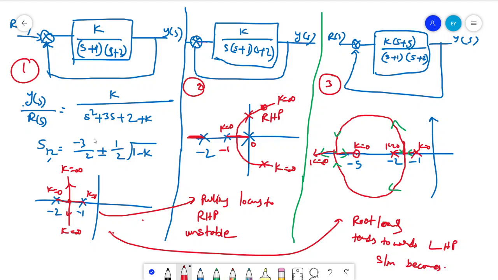For the same system 1, if you are adding another pole, it makes system 2, this one. Root locus tells us that if the k value increases from 0 to infinity, the system would become unstable. Therefore, an integrator, that means a pole at the origin, can make the closed loop system unstable while increasing the k value. That is the conclusion.